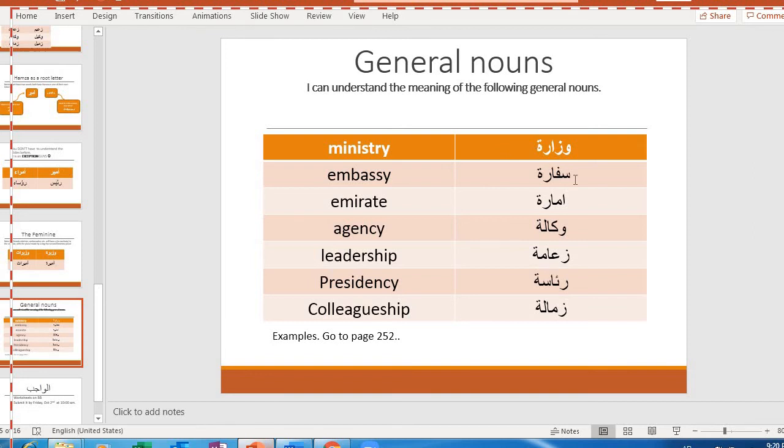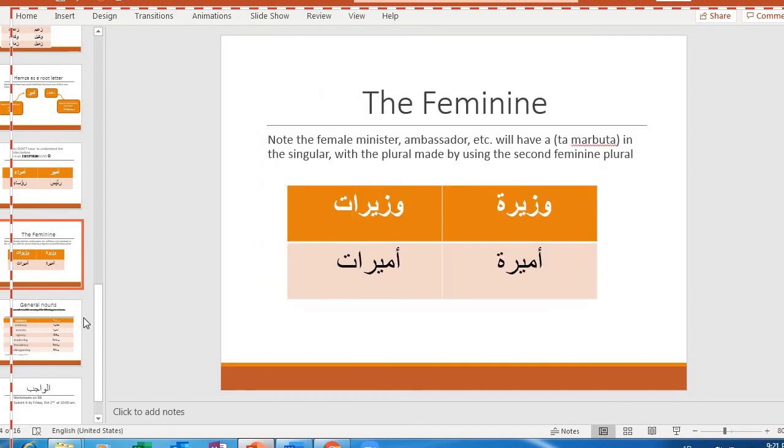Safara means embassy. So safir means ambassador and safara means embassy. Safara, umara, wakala, زعامة, رئاسة, زمالة. All of these words just have a female version in Arabic. There's no male. We don't have wukal. It's just like this. Therefore, they follow this feminine rule.